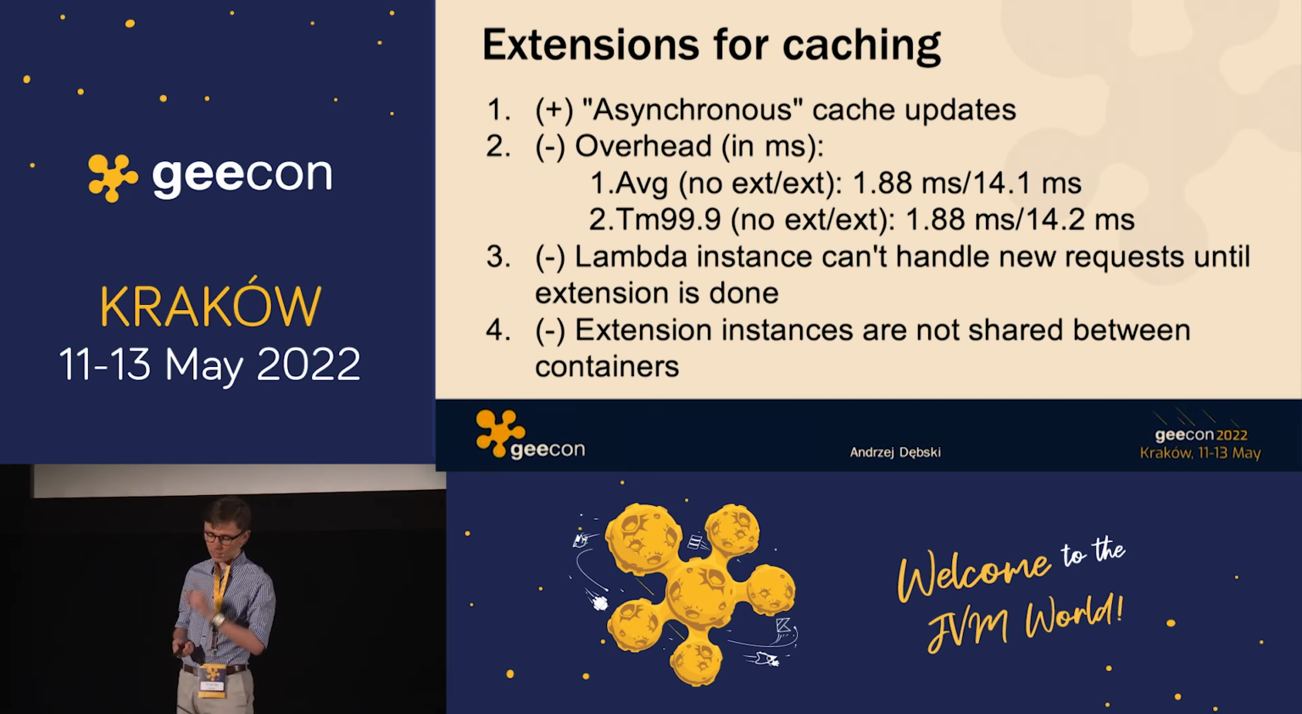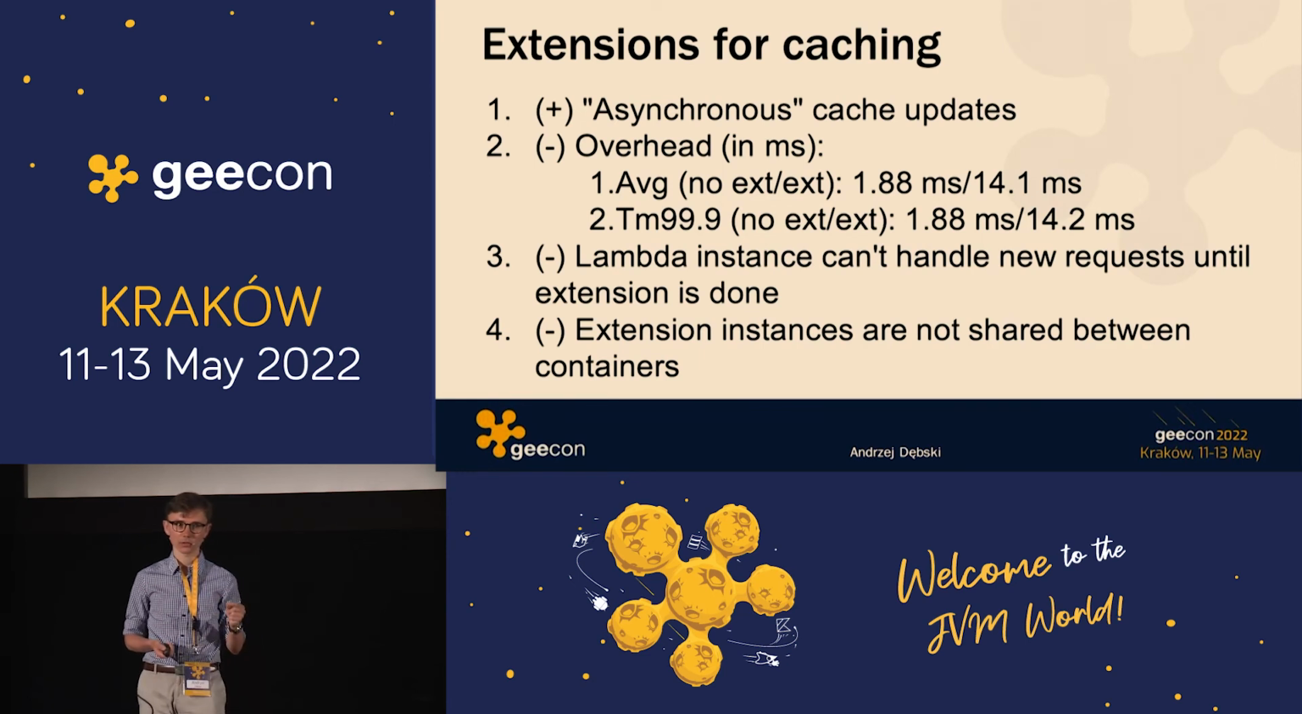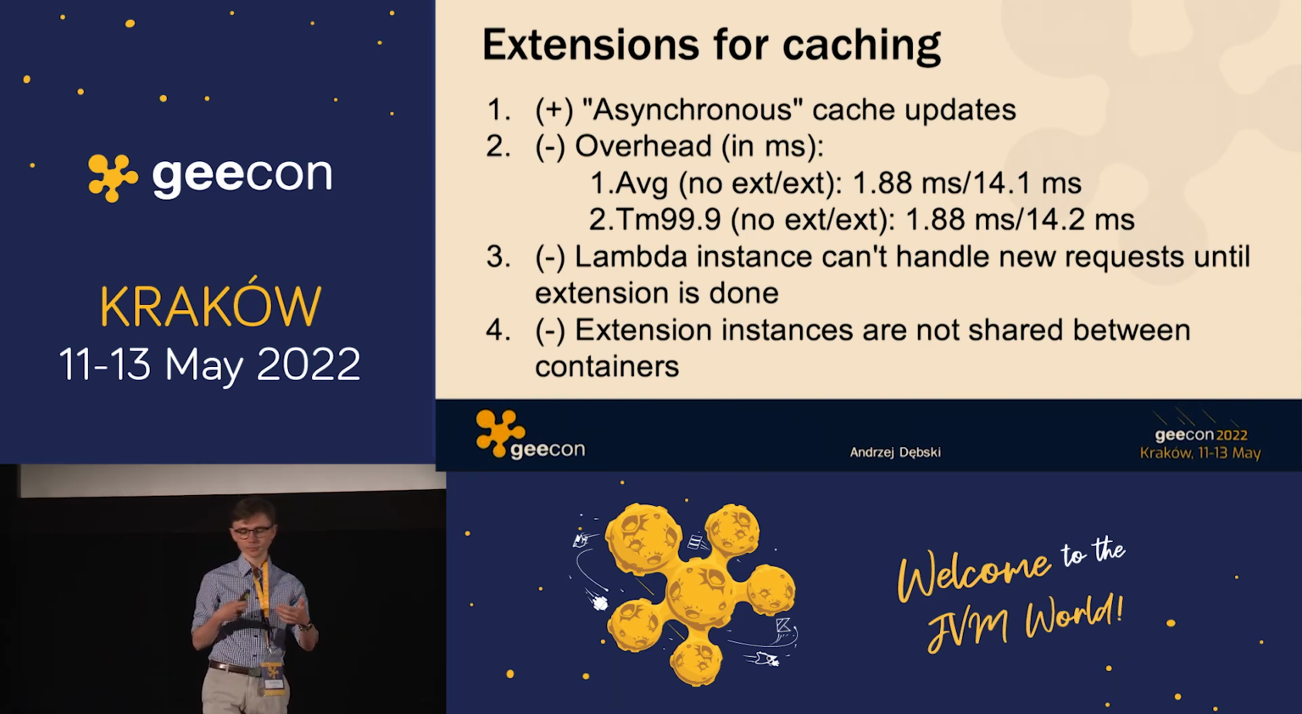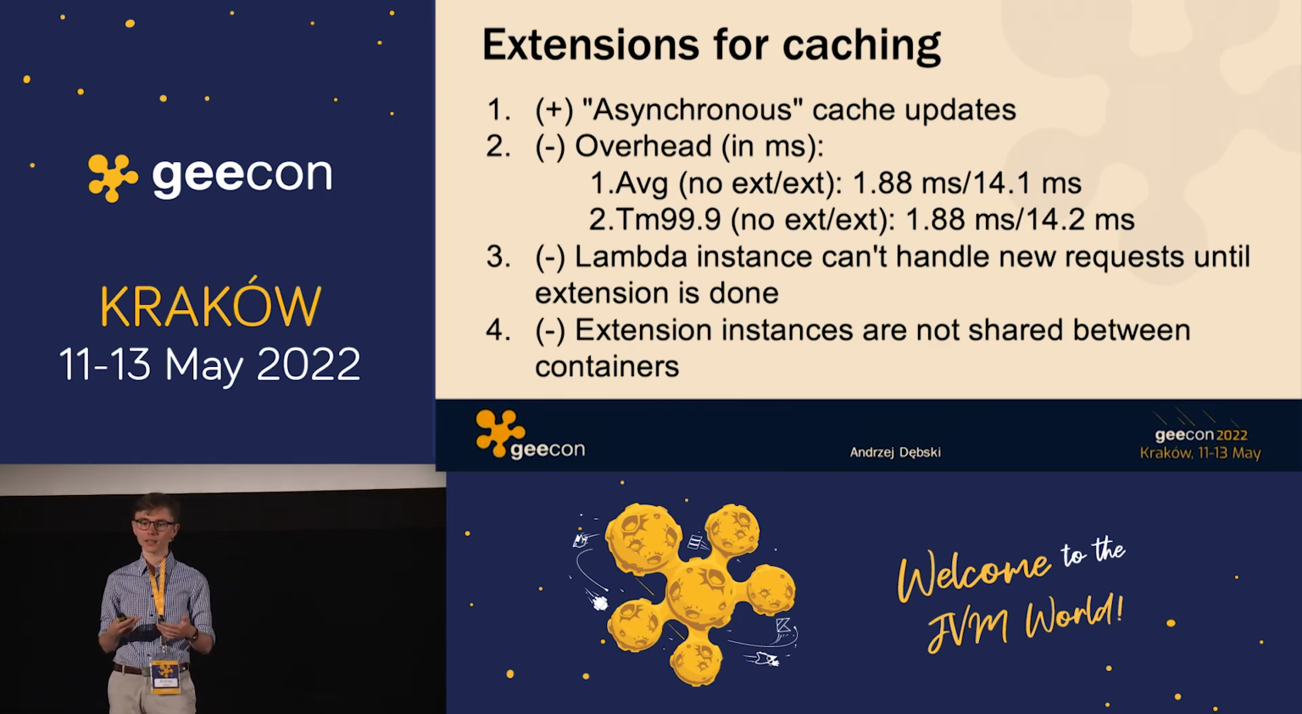Even if the extension can execute after the function handles the invocation, the function won't handle any new requests until the extension finishes. So if your extension invoke phase lasts really long, more containers will need to be created by AWS Lambda. And extension instances are not shared between Lambda instances or containers. So again, there is no way of sharing the in-memory cache instances between the instances of the function.